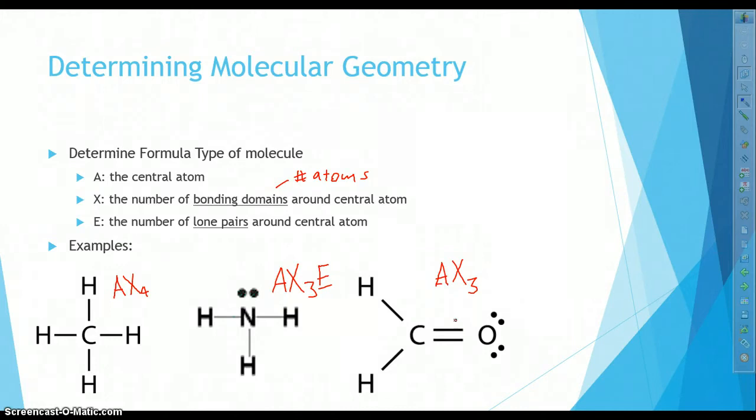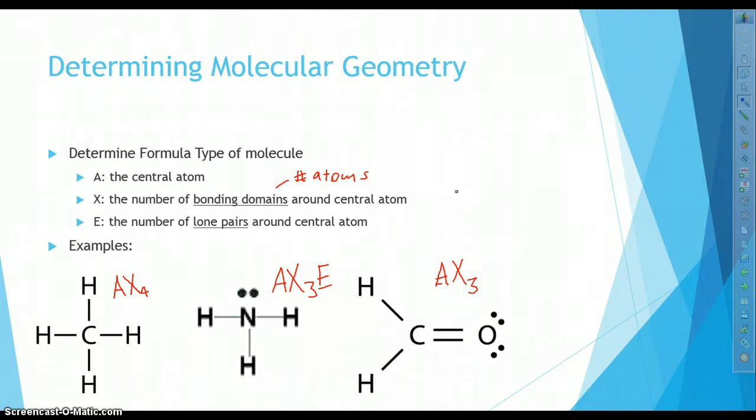And then with E, it's the number of lone pairs around the central atom. In this case, you actually don't have any lone pairs around the central atom. I know you want to count these right here, and it's tempting to do that. But remember, we're talking about the central atom, not the outer ones. So do not include these as part of your formula type. Your formula type for this third one would be AX3.